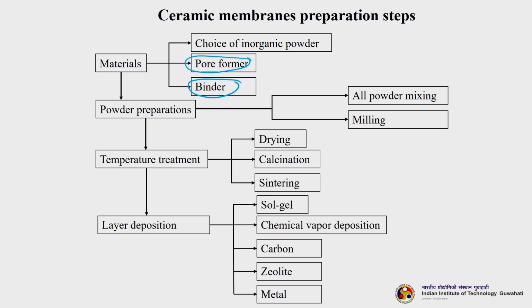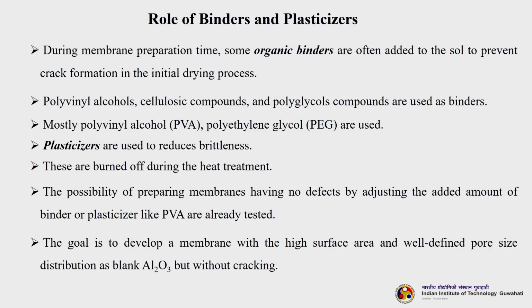Then you go for the powder preparation. You can mix the powders and then you go for milling. Then the temperature treatments like drying, calcination, sintering will be there, and finally layer deposition, which can be done either by the sol gel method or by the CVD method, or you can use carbon zeolite on metals, any of these type of materials. Let us just quickly go through what is the role of binders and plasticizers.